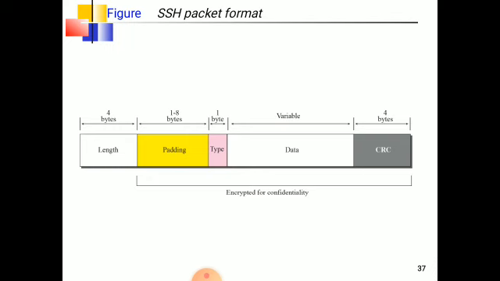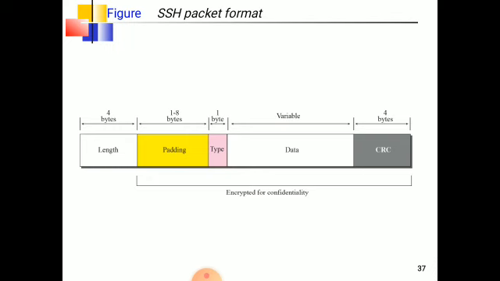See the figure. There are different fields: length, padding, type, data, and CRC. CRC is done by SSH, which is not done by telnet, so this is one more functionality compared to telnet. Padding is also done by SSH, not by telnet. Then data is variable, and type. All these are extra functionality compared to telnet.